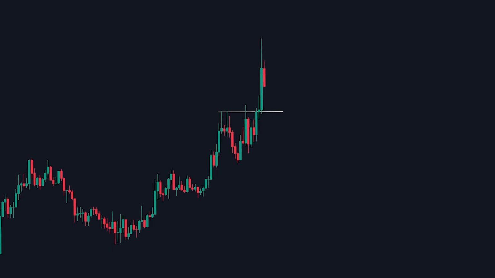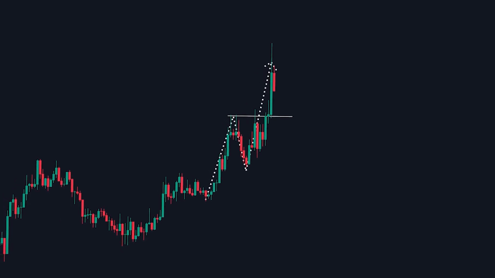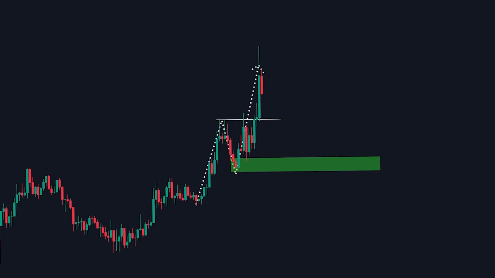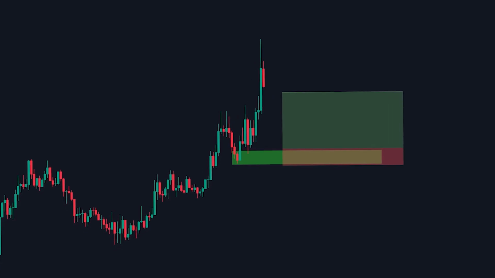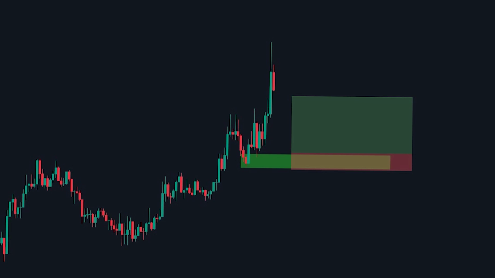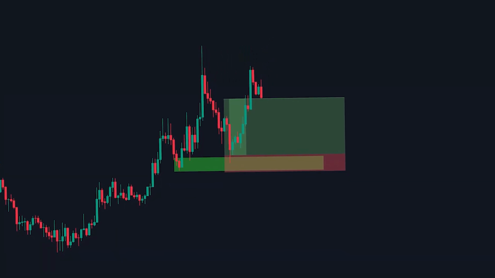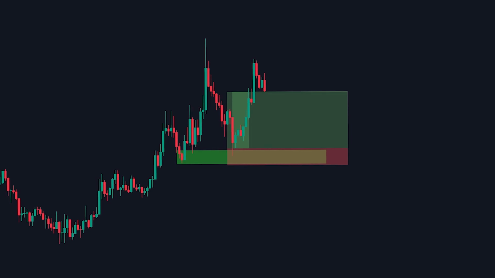We can see how a structural high breaks the previous structural high. We mark the zone between these highs and place our position. We place a limit order above the zone, set a stop loss below it, and target a take profit 3 times the size of our stop loss. The price fills our limit order, and we secure a solid profit.